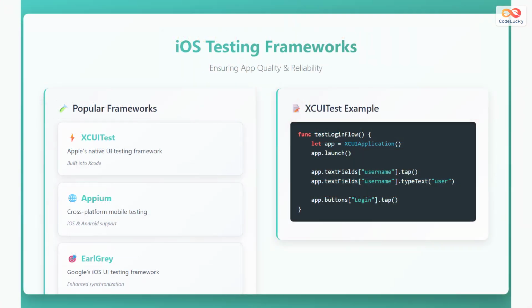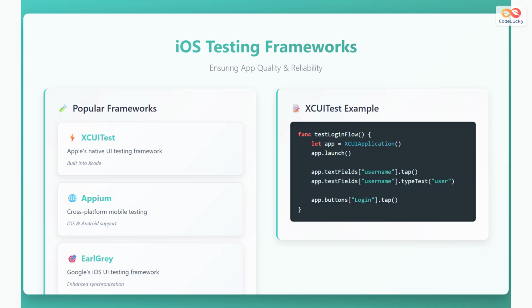Testing is essential for ensuring app quality and reliability. XCUITest is Apple's native UI testing framework built directly into Xcode, making it the go-to choice for iOS UI automation. Appium provides cross-platform mobile testing capabilities, supporting both iOS and Android applications from a single codebase. EarlGrey, developed by Google, offers enhanced synchronization for iOS UI testing.